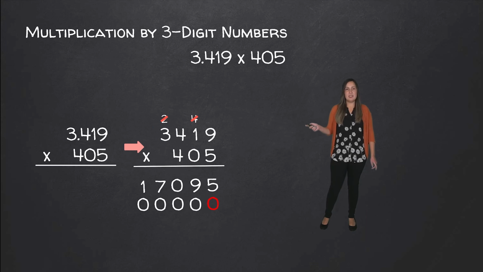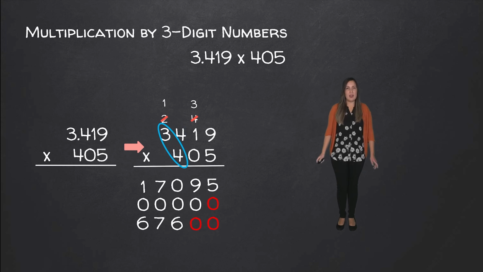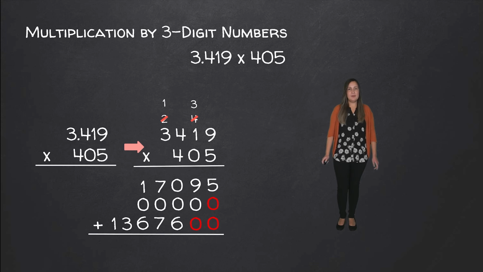Now, before moving on to the 4, we're going to add 2 place value holders. 4 times 9 is 36. Bring down the 6, bring up the 3. 4 times 1 is 4, plus the 3 on top is 7. 4 times 4 is 16. Bring down the 6, bring up the 1. And then 4 times 3 is 12, plus the 1 on top makes that 13. So we're going to add these values together.